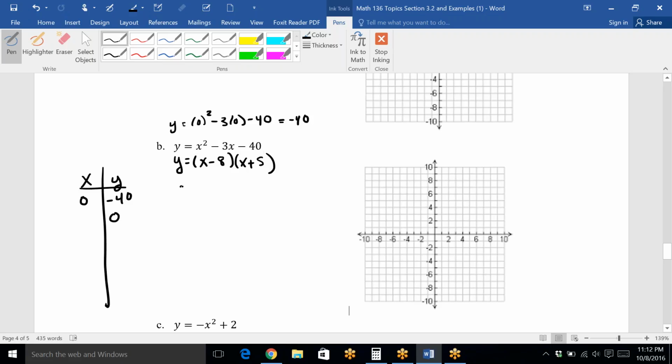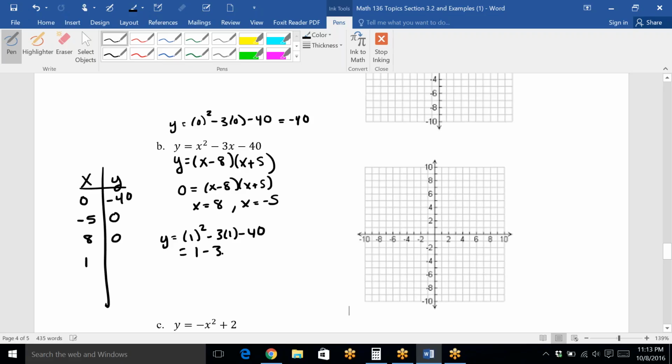And then this one, when you're putting in 0 for y, this is why it's nice that this is factored, you see that this solves and you get x equals 8 and x equals negative 5. So you actually have two different x-intercepts. It's always good to get at least one more point, so sometimes I just plug in positive 1, just to see what pops out. So this would be 1 squared minus 3 times 1 minus 40. This is probably going to be way too small because that would be 1 minus 3 minus 40.